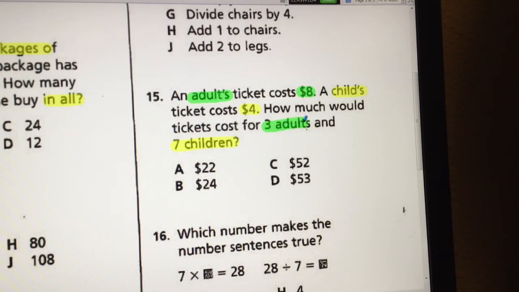Okay, so I did 2 different colors to kind of show I have 3 groups of 8, and then I have 7 groups of 4. Draw a picture. Okay, so maybe you're going to a movie theater. Think about how much money you would have to have before you go.